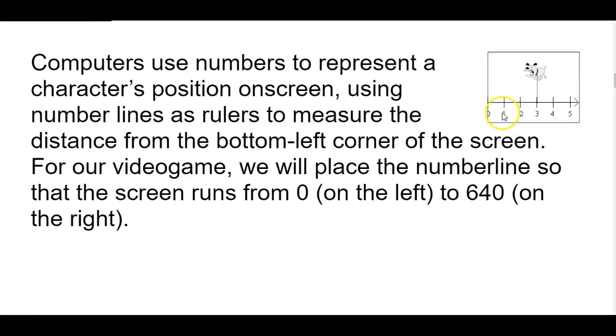All right, so now here we're just talking about the number line again. It says computers use numbers to represent a character's position on screen. So using number lines as rulers to measure the distance from the bottom left corner of the screen, for our video game, we will place the number line so that the screen runs from 0 down here in the corner. It's going to go across the screen to over here where it's 640. So we'll have 0 to 640, and then it's going to go 0 to 480 from the bottom to the top. So it'll be 640 by 480.